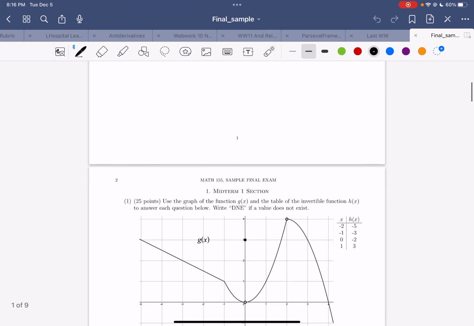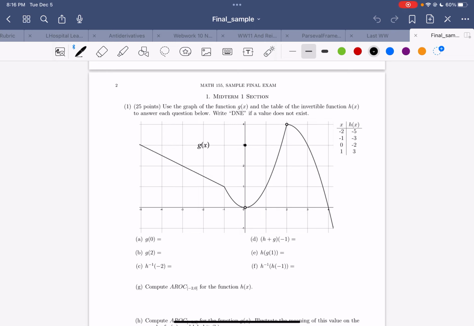Hey everyone, I just wanted to run through the sample final so that we have an idea of how to do all these problems, and let's get into it. All right, so we have two functions, h and g. The function g is the graph, and h, this one, is an invertible function.